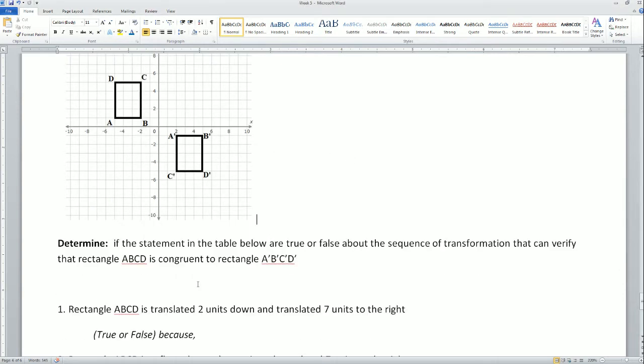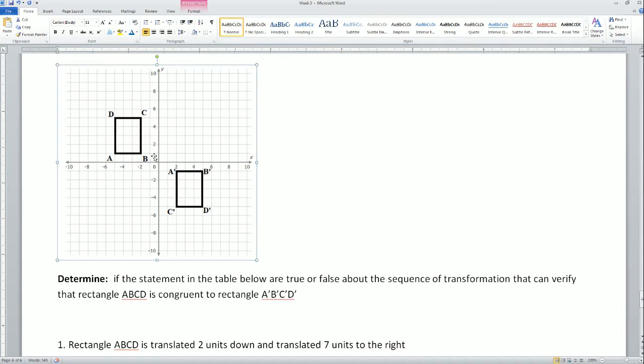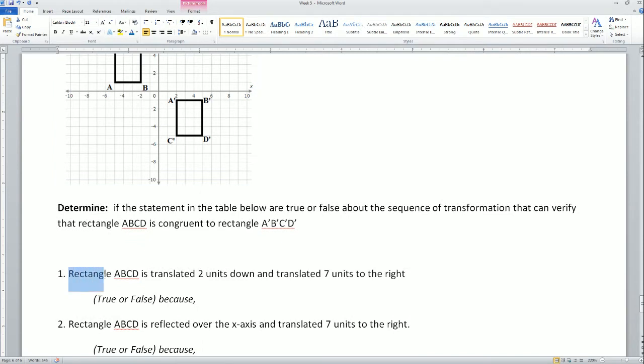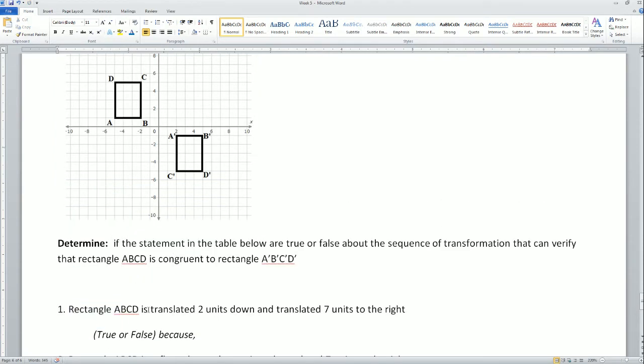We have part 6. It says here we have a transformation going from this rectangle A, B, C, D to A prime, B prime, C prime, and D prime. Determine if the statements in the table below are true or false about the sequence of transformations that can verify that rectangle ABCD is congruent to A prime, B prime, C prime, and D prime. Alright, let's look at this. It says rectangle ABCD is translated 2 units down and translated 7 units to the right. Does that make this?